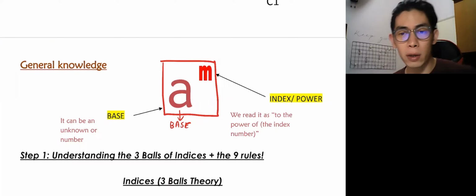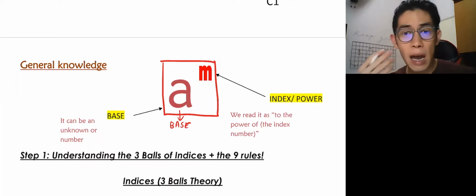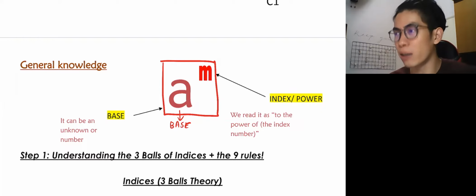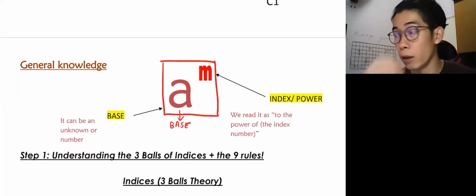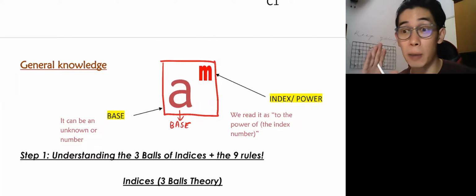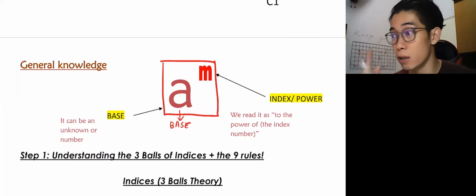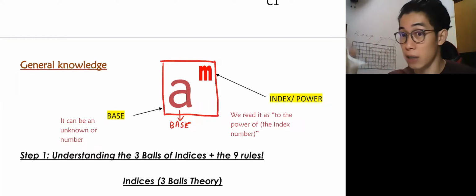Then a student might say, teacher, wait. Why is it a bit weird? Why is everything alphabets? Back then, because of all these alphabets, I thought all the indices, everything must be alphabets. So that's the wrong mindset, because I thought everything was alphabets only.